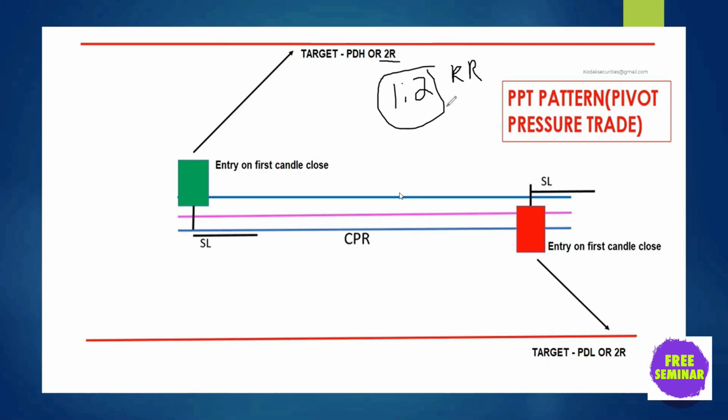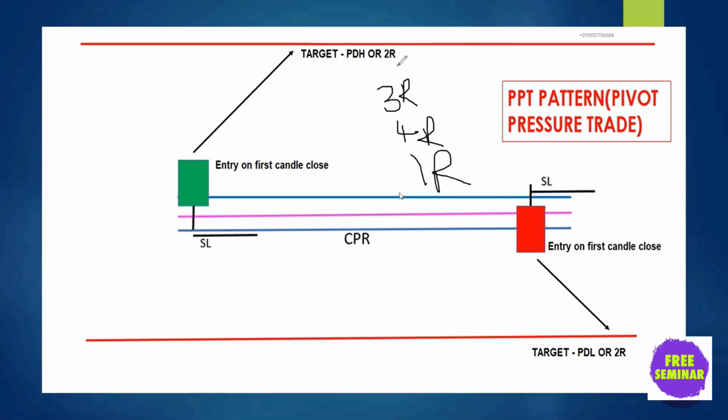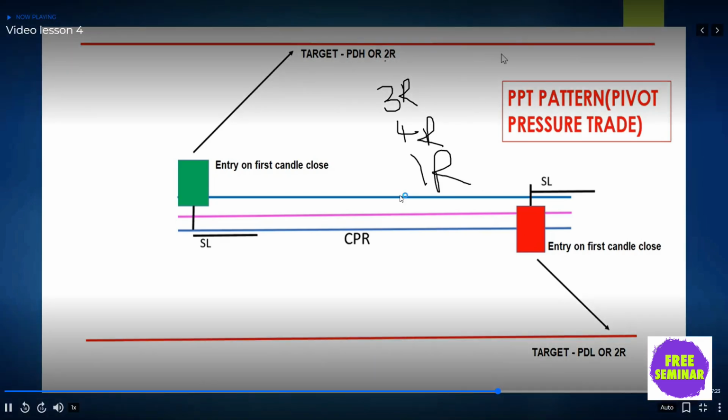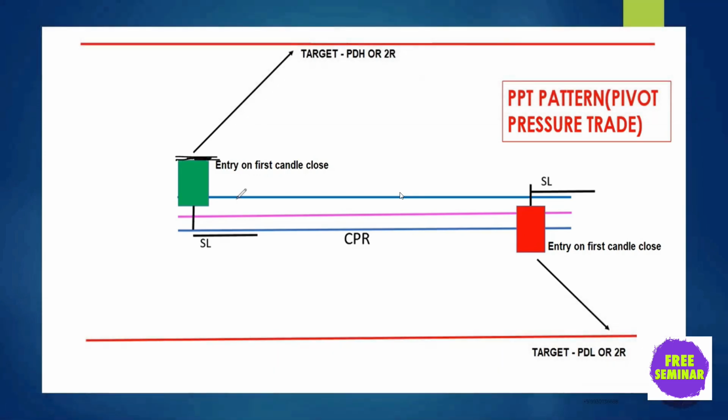But professional traders normally don't use the term 1:2 risk reward. In a simple way, they use words like 2R, 3R, 4R, 1R. They don't use the words exactly 1:2, 1:3 risk reward and all this. That means suppose you've taken an entry here, first candle, and your stop loss here is 50 points. Suppose the market started going up, going up, going up, and somewhere here you booked your profit. You made 100 points profit.